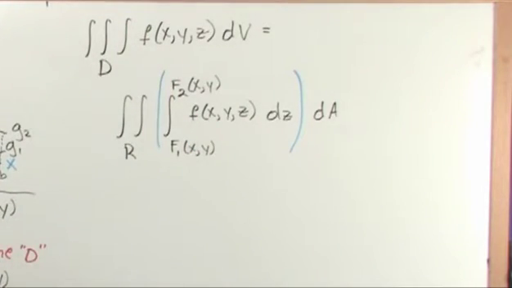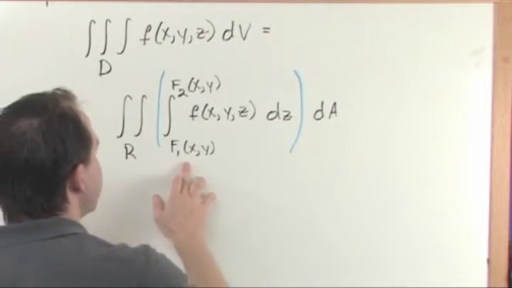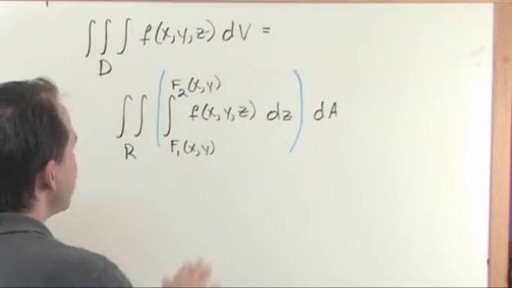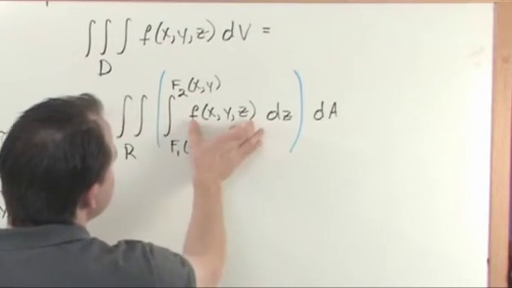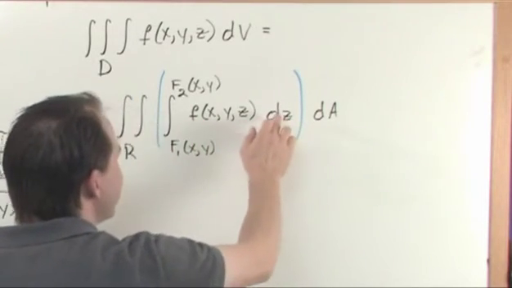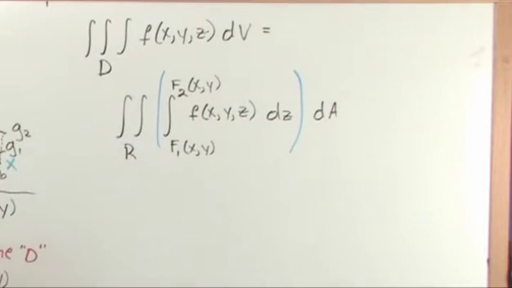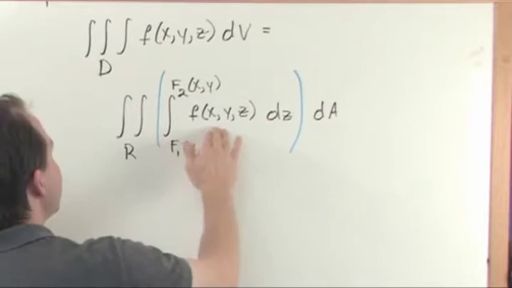What I'm going to end up doing first is integrating along dz. Now look what happens if I actually do this. If I integrate this function along dz, where z is the actual variable I'm integrating over, then what I'm going to get in the answer is a function of x and y.